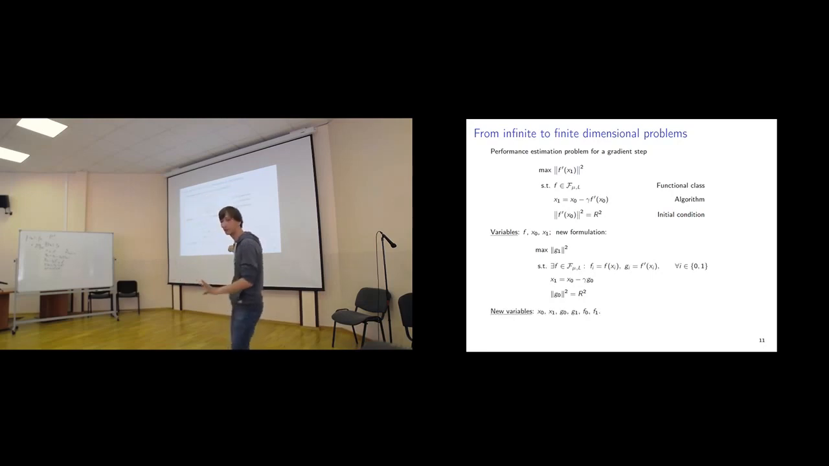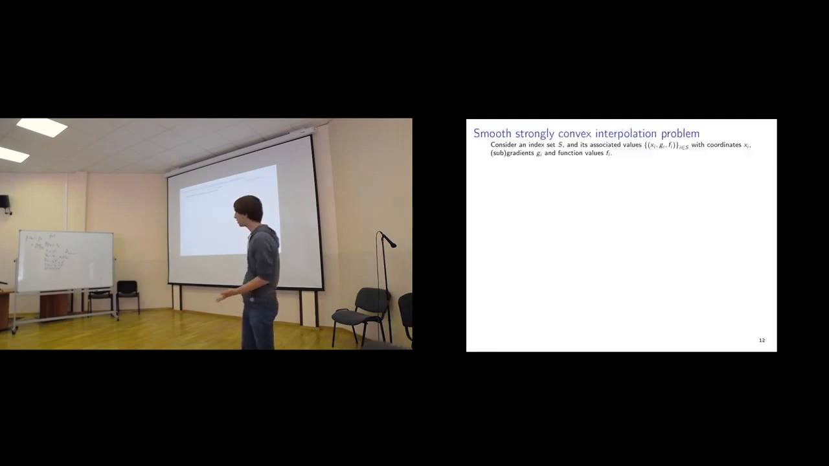So just before going into the next slide, let me just mention that here now the new variables are the two iterates, the two gradients, and the two function values. Okay? And what we want to make disappear now is this thing. Okay? So how do we do that?